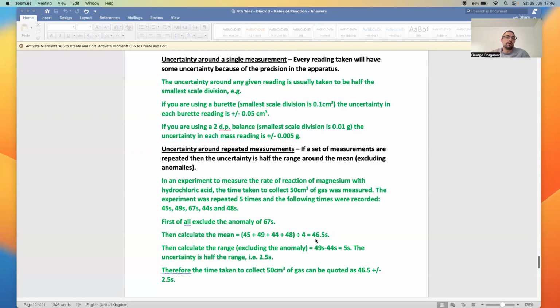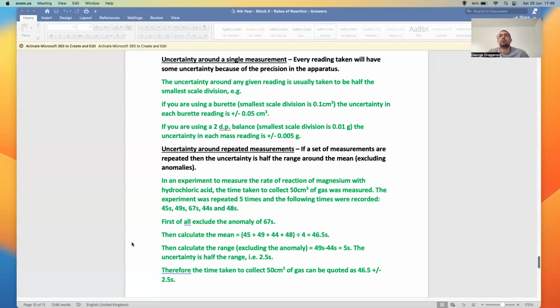Then you calculate the range, which is between 49 and 45, again ignoring the 67. That gives you a range of 5 seconds. Then you halve the range, which gives you 2.5 seconds. So then your uncertainty will be 46.5, the average, plus or minus the 2.5, which is half the range. This is unlikely to be examined, but it's just something to be aware of. Okay, that completes the experimental lesson.